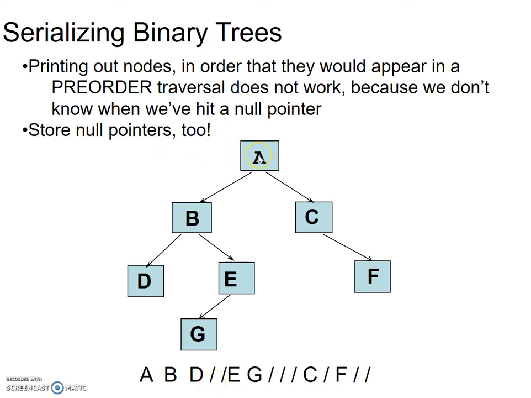So I go A, and then to the left B, and then to the left D. Then I hit null, null. So then I go back to the right, which is E. To the left, null, null. Go back, null. Go back, C. Go to the left, which is null. Go to the right, F, null, null. So this is how I get my pre-order traversal, indicating the nulls as well, so I can reconstitute that structure.